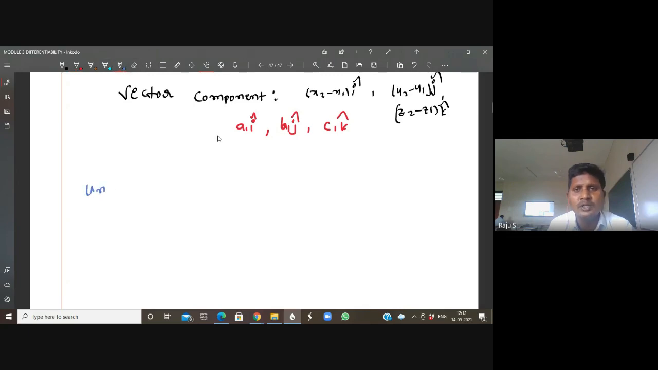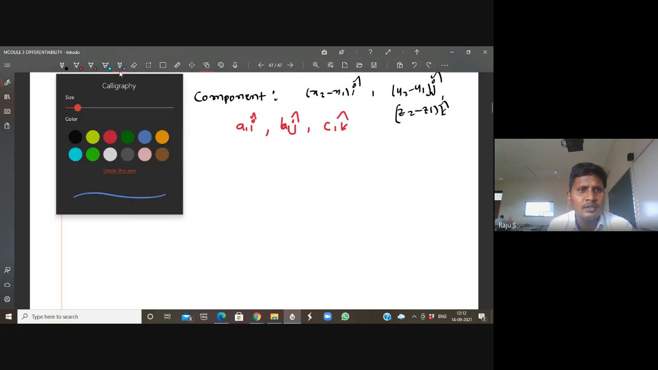How can you find the unit vector? Very important.